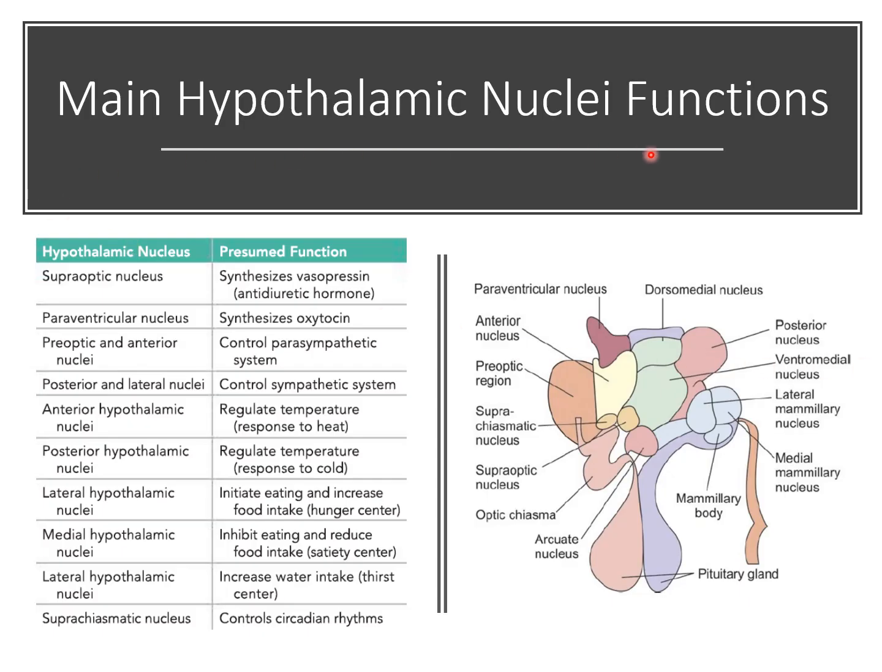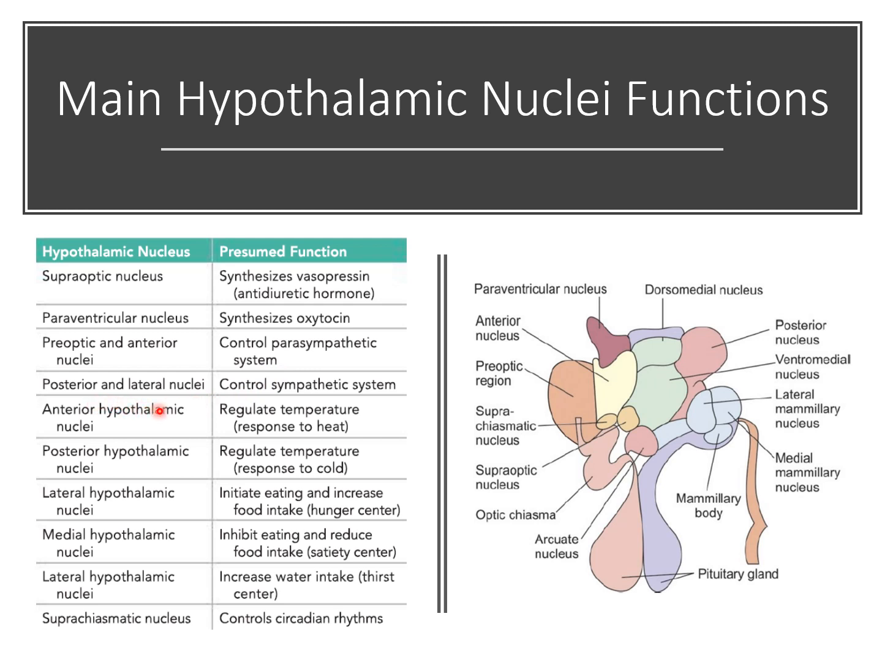Now main hypothalamic nuclei function. There are so many nuclei present in the hypothalamic region and there is a specific function of each and every nucleus. Supraoptic nucleus synthesizes vasopressin, antidiuretic hormone. Paraventricular nucleus synthesizes oxytocin. Preoptic and anterior nuclei control parasympathetic system.